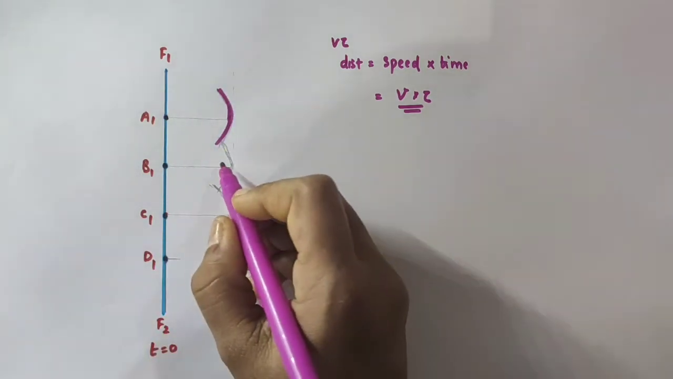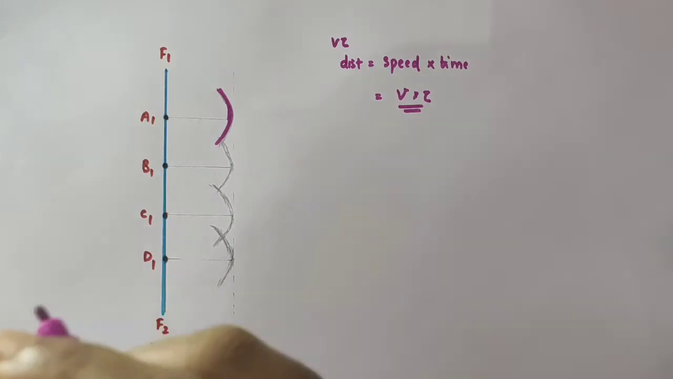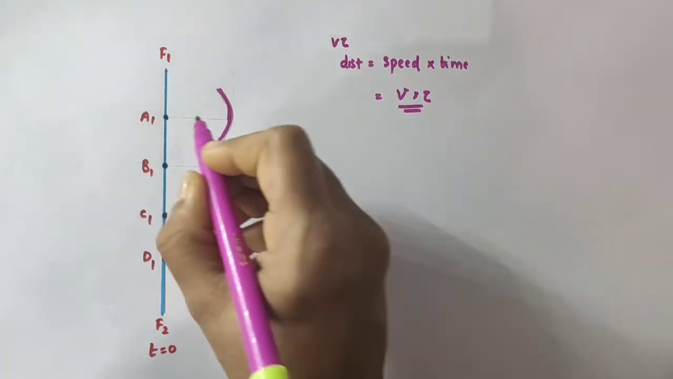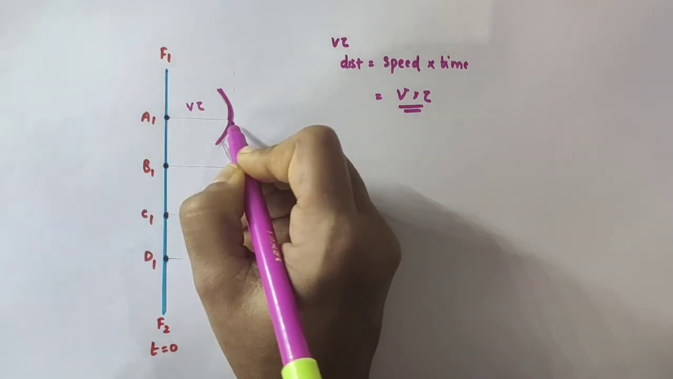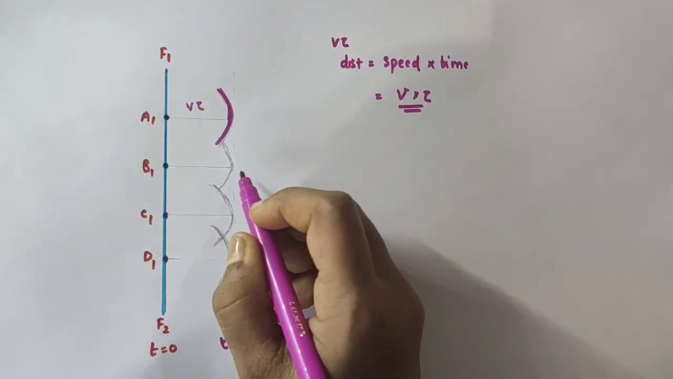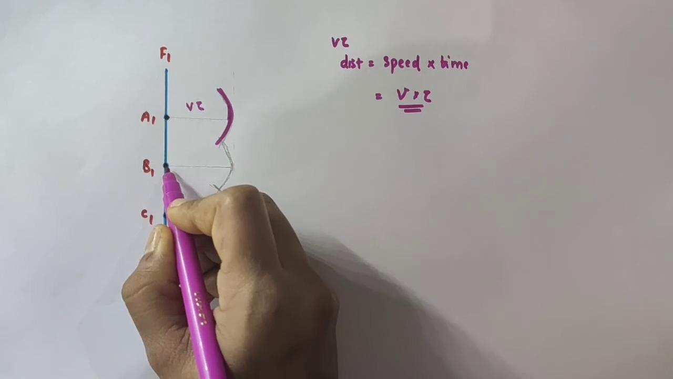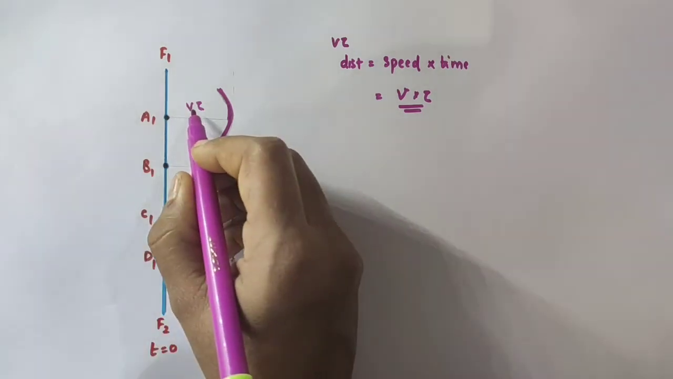Alright, next we want to draw another sphere of radius. The radius from here to here, this distance will be equal to v tau. Okay, now we want to draw another sphere with this point B1 as a center, and that sphere also must have the same radius v tau.